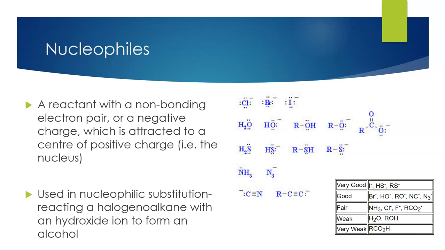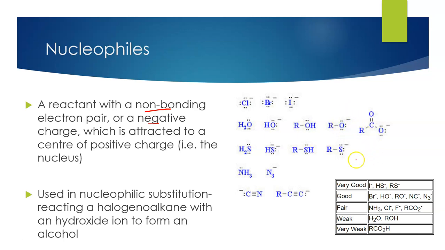Nucleophiles are reactants that contain a non-bonding electron pair or a negative charge. This high electron density will be attracted to a center of positive charge, i.e. a nucleus, or an electron deficient center such as the carbon we were talking about on the previous slide. They're used in nucleophilic substitution reactions, so they will attack the halogenoalkane, okay, because our hydroxide is a strong nucleophile and will form an alcohol.